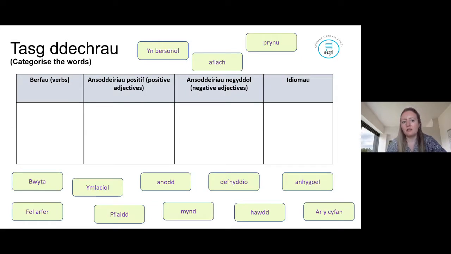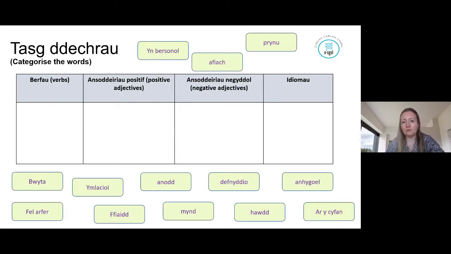So, to start us off, I would like you to try and have a look at the words on the screen. So we've got several words here in different green boxes, and what I'd like you to do is see if you can categorise them. So categoreiddio, okay? So we've got berfau, verbs. We've got ansoddeiriau positive, positive adjectives. Ansoddeiriau negyddol, negative adjectives. And then idiomau. Now, the reason I've chosen this task today is when you're doing a reading task and you're looking for positive or negative points, a lot of the wording that is used will help you, give you a clue as to whether or not that sentence is positive or negative.